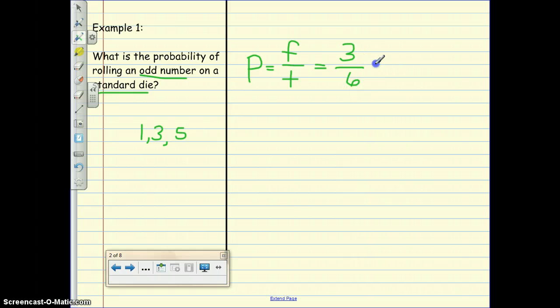So you could leave it like this. You could write a reduced fraction of 1/2. You could write it as a decimal. Or, what's the last option? As a percent. So fraction, decimal, or percent.